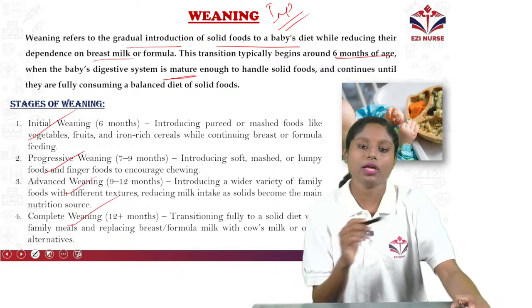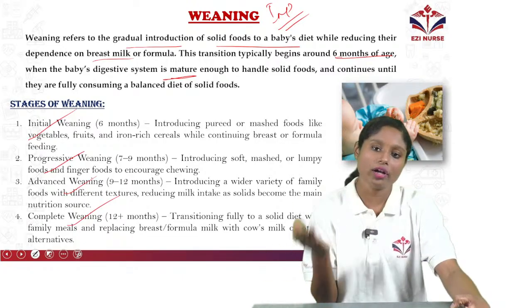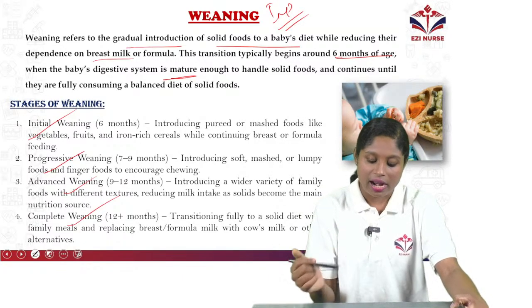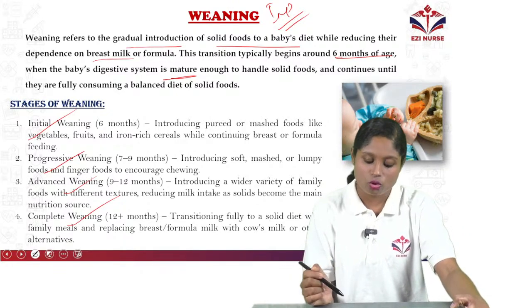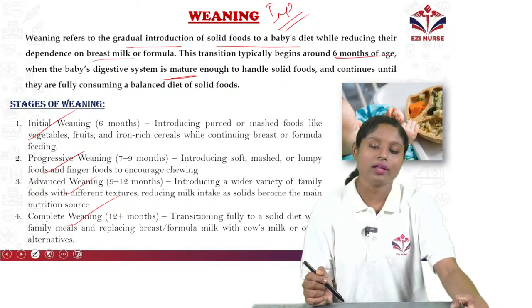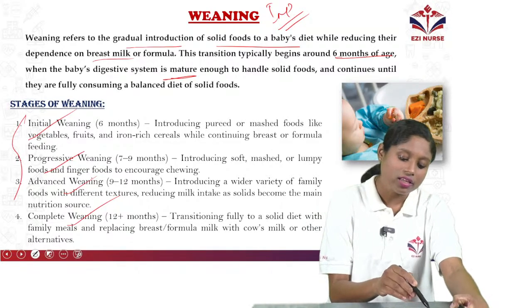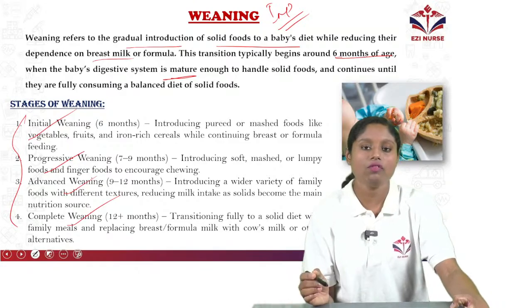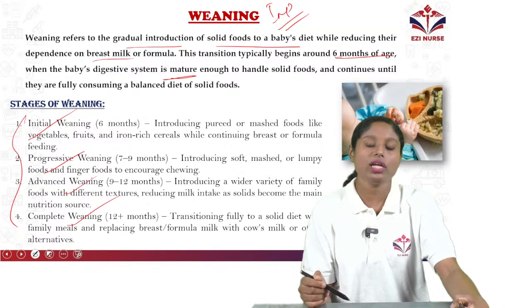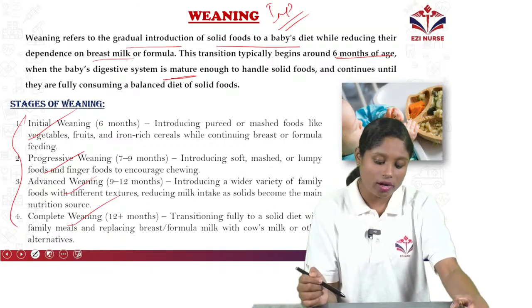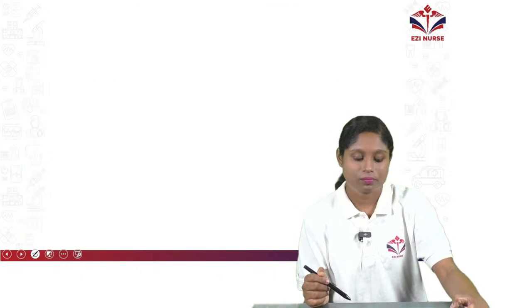Complete weaning, from 12 plus months, from 1 year, it should be complete weaning. Transition fully to a solid diet with family meals, replacing the breast or formula milk with cow milk or other alternatives. So these are the stages. Initial weaning, 6 months. Progressive weaning, 7 to 9 months. Advanced weaning, 9 to 12 months. And after 1 year, it is complete weaning.